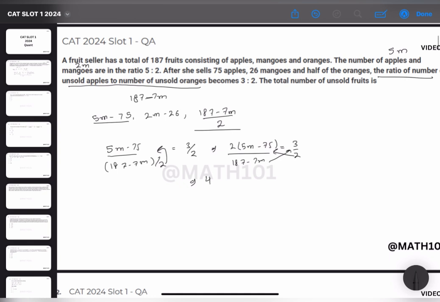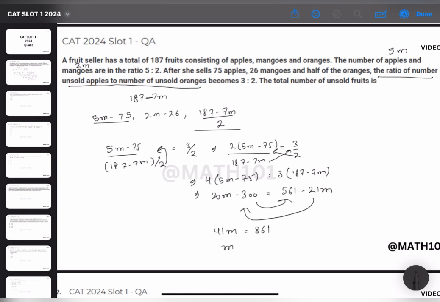So I have 4 into (5m minus 75) is equal to 3 into (187 minus 7m). 20m minus 300 equals 561 minus 21m. This goes there. 41m equals 861, so m equals 21.